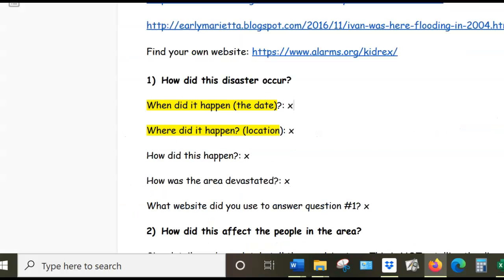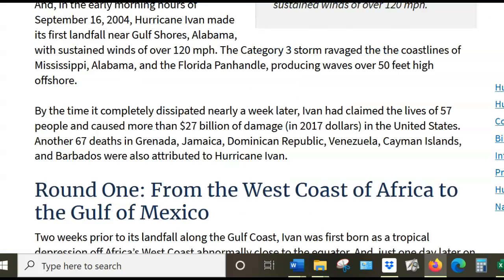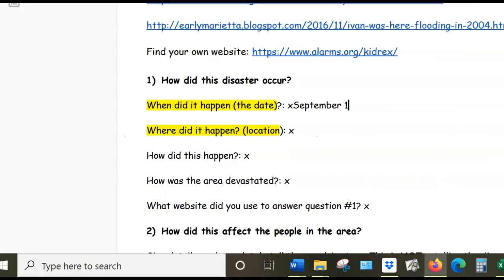So I'm going to go back to my data. I'm going to say September 16th. I don't have to write it in a complete sentence because this is just my notes. Lasted over a week. So there it is.